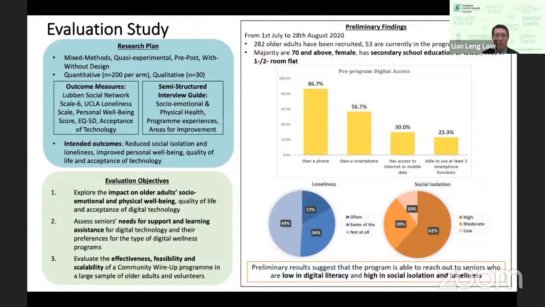And the preliminary results of our program suggest that we were able to reach out to seniors who are low in digital literacy and high in social isolation and loneliness. We have some preliminary results from some of the older adults who have completed the program, and we found that we were able to improve their social isolation, although there was only a marginal improvement in their well-being, presumably because many of the social distancing measures were still in place because of the pandemic.